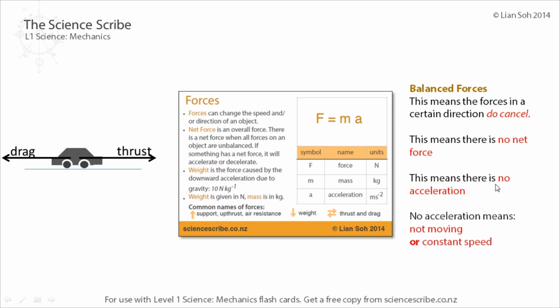Now that must also mean that I have no acceleration, because no matter what the mass of that car is, for F to be 0, it means that A must be 0. It means acceleration must be 0 as well. Now just to recap, if something's got no acceleration, it doesn't just mean that it's not moving. It could also mean that it has a constant speed.